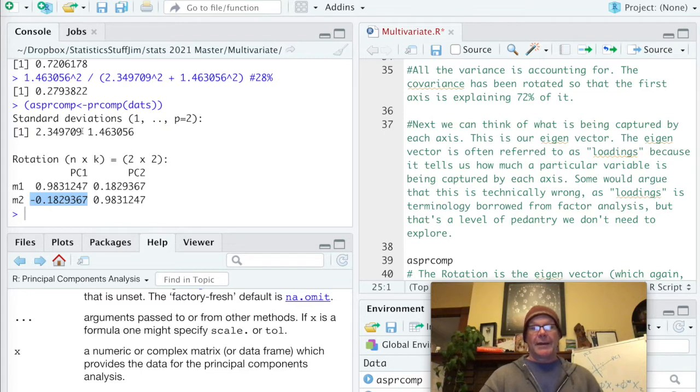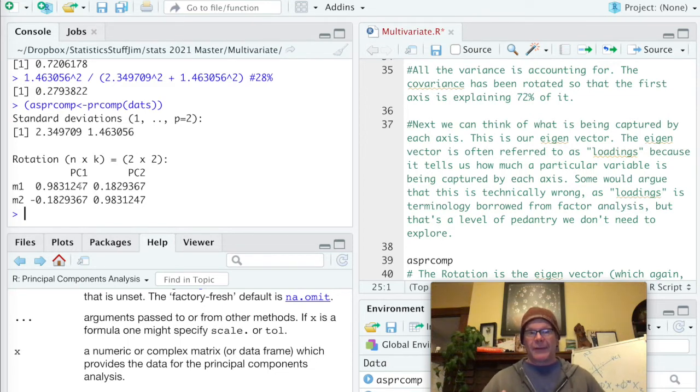Okay, so these are the eigenvalues. They tell you something about the magnitude of that axis, and then the eigenvector tells you how important measurement 1 and measurement 2 is for describing that variation that is explained on PC1. And when it comes to interpreting this, we're interested in the magnitude of the value. The signs don't matter when we're thinking about the importance.